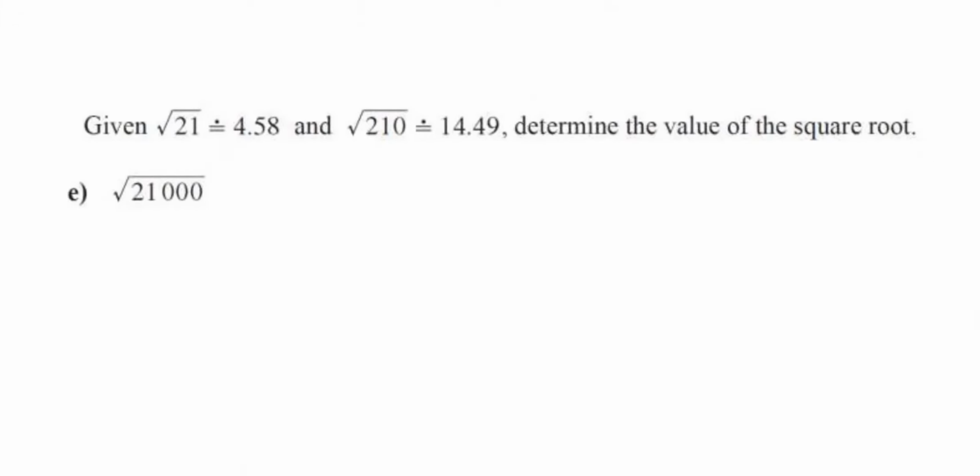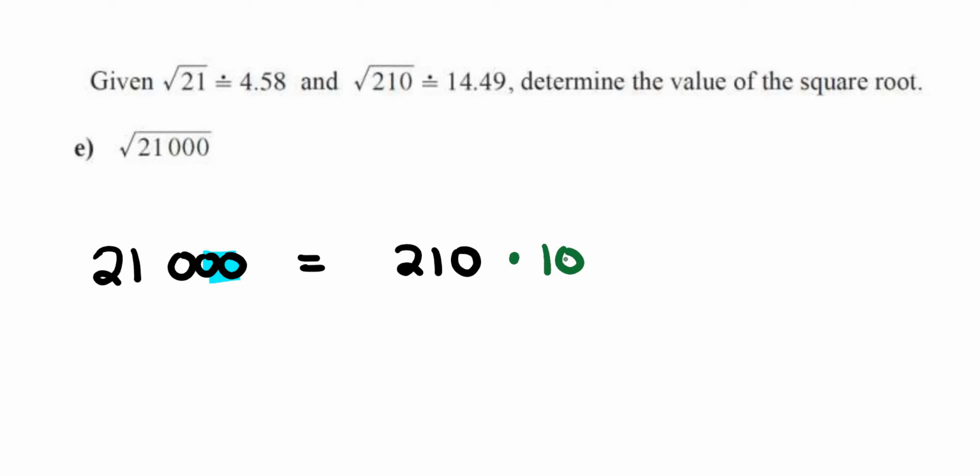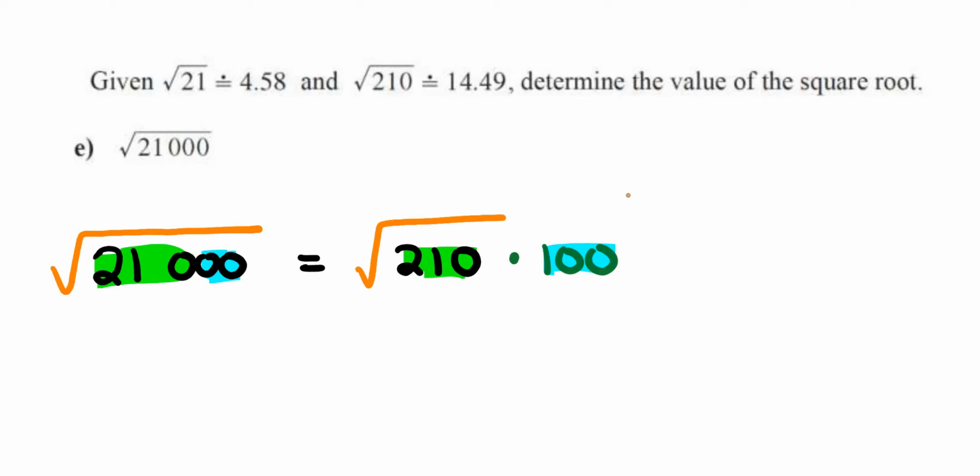Okay, let's move on to letter E now. So what I see now is, well, I know 21. Let me just rewrite the number here: 21,000. That's the same thing as 210, and then these two zeros here, I'm going to multiply by 100. So 210, which is this part in green, I'm going to multiply by 100. And that gives me the same number, right? So the square root of that is the same thing as the square root of that.